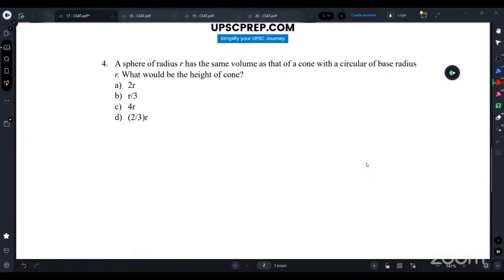Clear, guys? Now see the fourth question. The fourth question is an easy one. A sphere of radius r has the same volume as a cone with a circular base of radius r. See now, what is the volume of a sphere, guys? Volume of a sphere is 4 by 3 pi r cube, where r is the radius. And what is the volume of a right circular cone? It will be 1 by 3 pi r square h. Now what they are saying is that both radii are the same.